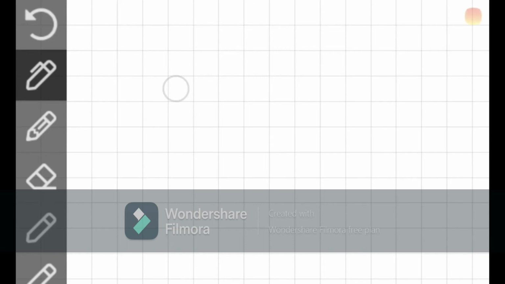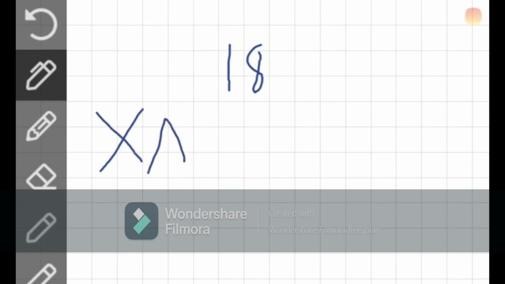For example, we'll try to figure out 18. Primitively, we can write 18 as one symbol for 10, one symbol for 5, and 3 symbols for 1. 10, 15, 16, 17, 18. That's called the additive method. But we can also use the reductive method.